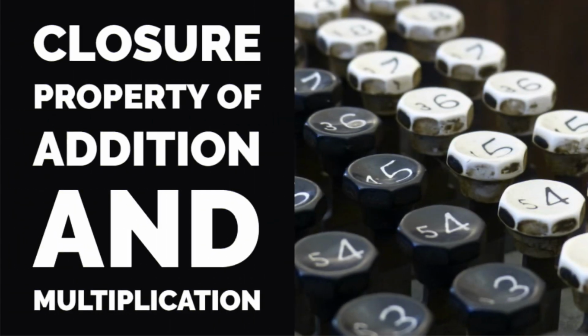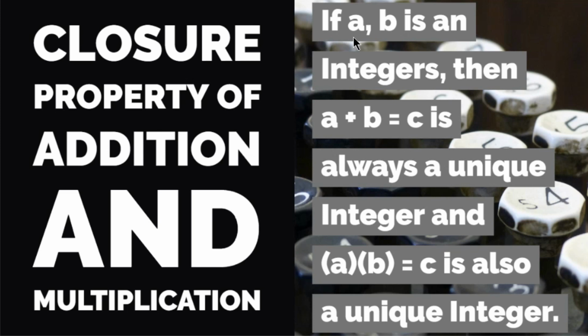Para sa unang property, meron tayong closure property of addition and multiplication. So, bali dalawa ito guys. Meron tayong addition at saka multiplication. So, para sa closure property of addition, it states that if A and B are integers, then A plus B equals C, and C is always a unique integer. Ibig sabihin, pag yung integer A, in-add mo sa integer B, ang magiging sum nito ay C na integer din.